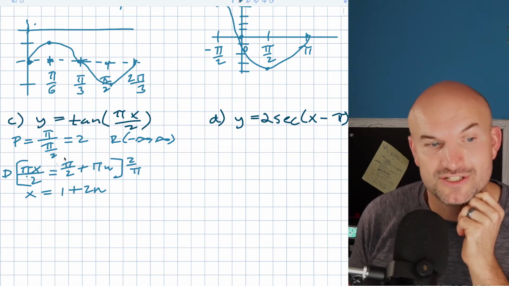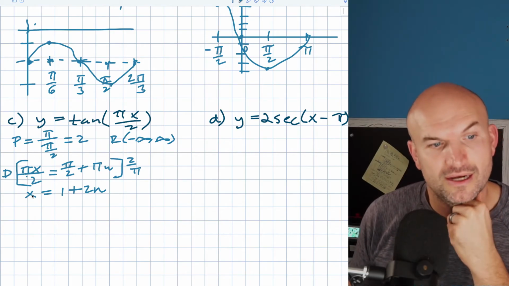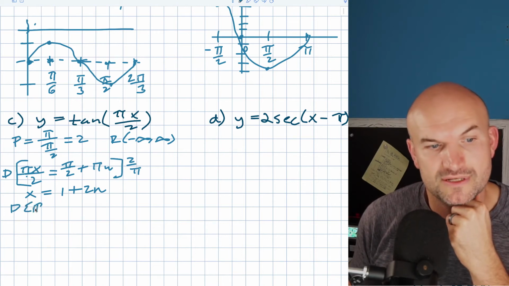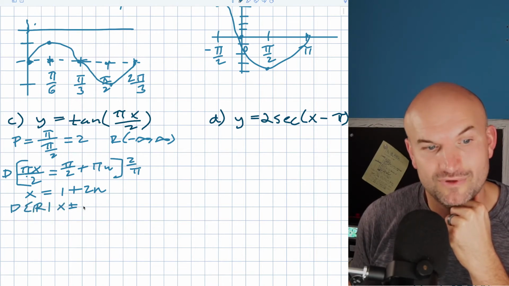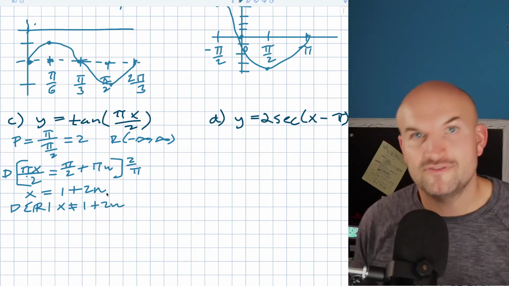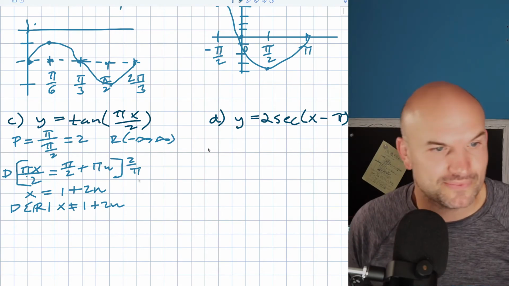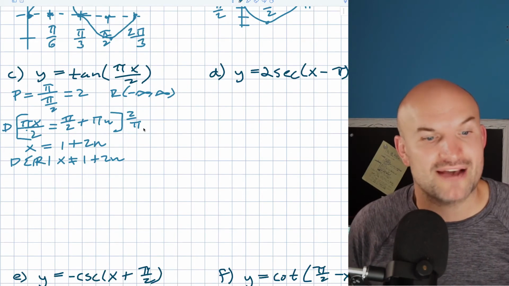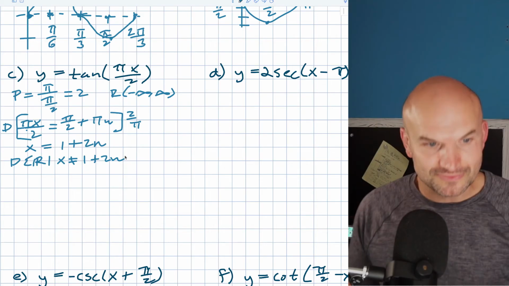So 1 plus 2n is going to be your function. My domain here is going to be all real numbers such that x cannot equal 1 plus 2n. So it'll be like 1, 3, 5, right? So every 2n from there. All right, so how is this going to look on my graph? Well, kind of a little interesting here.